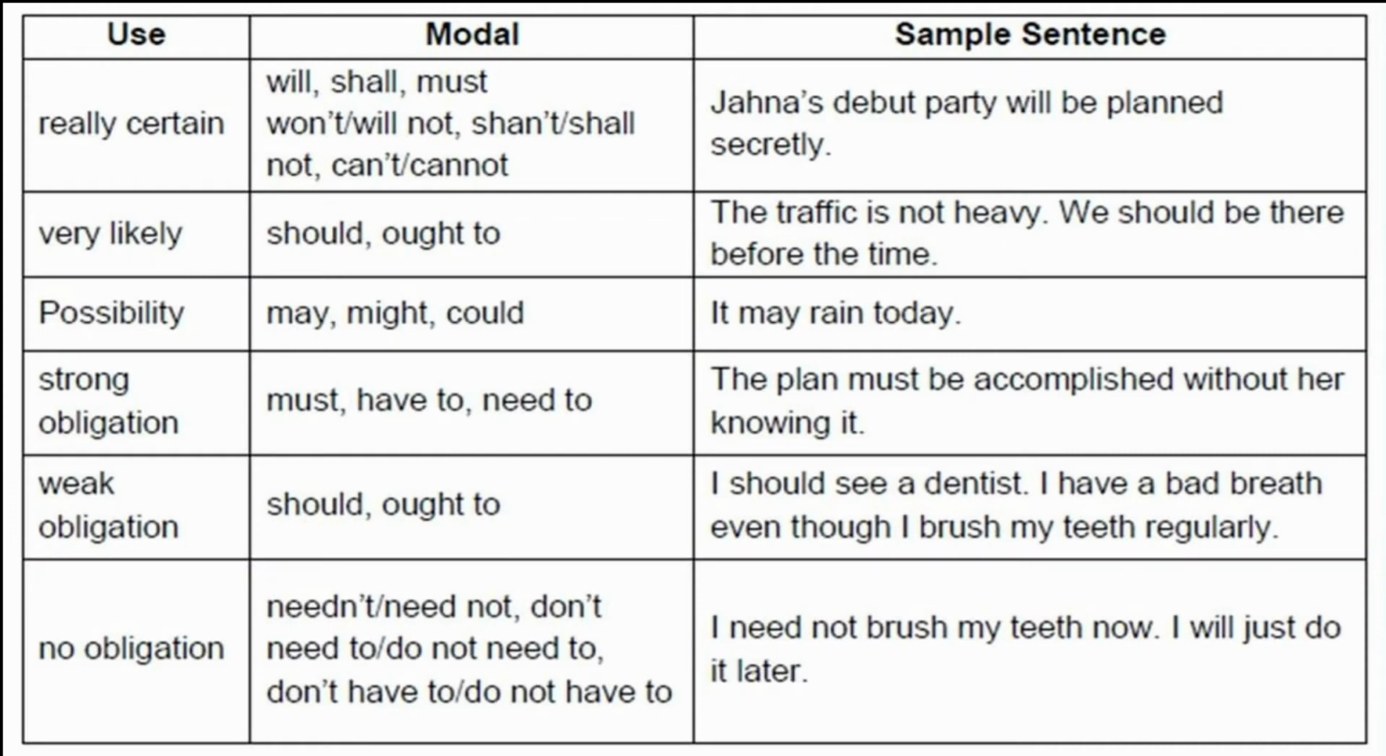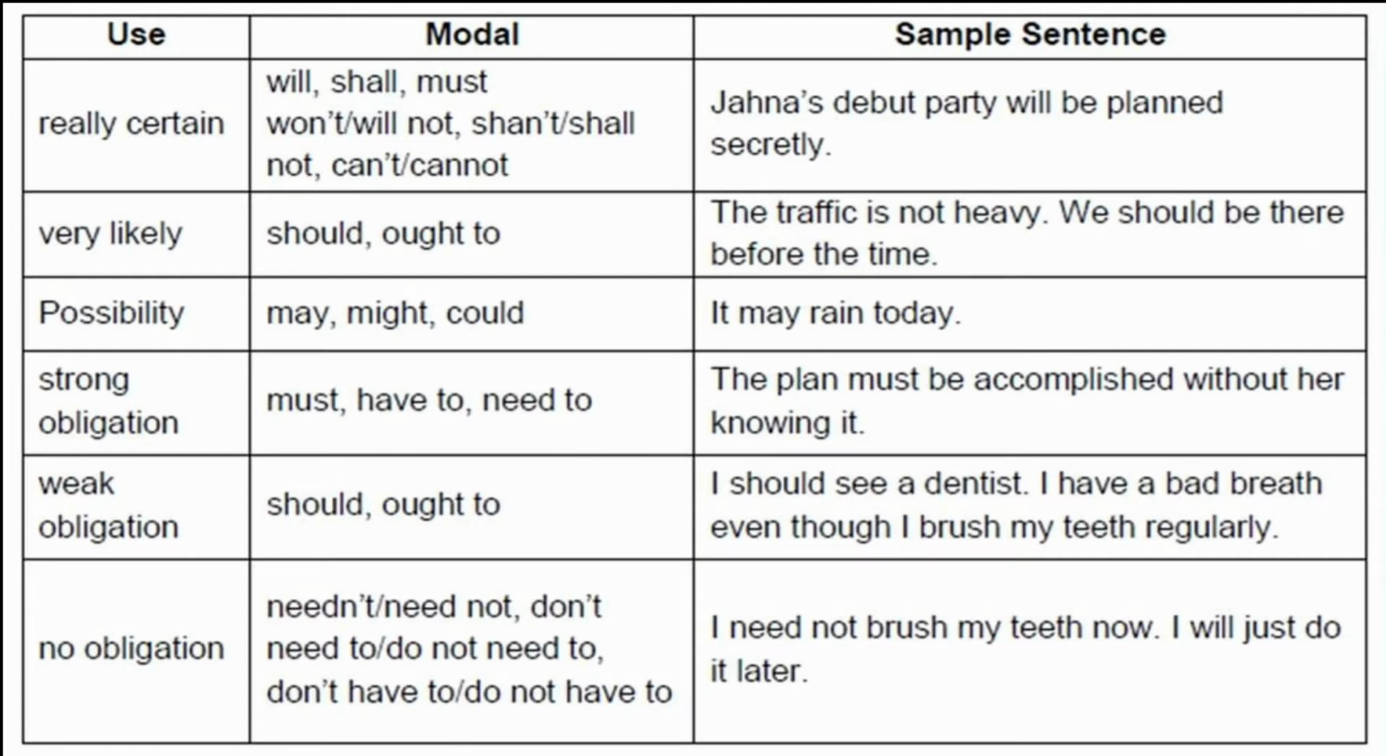To show more of the other uses of modal verbs, here is a list with sample sentences. We have the columns: use, modal, and sample sentence. Let's read it. If you use the modal for really certain, we have the modals will, shall, must, won't, will not, shan't, shall not, can't, or cannot. When we say really certain, you are really sure. That's why we have here an example sentence: Jana's debut party will be planned secretly. We use the modal "will," which expresses certainty.